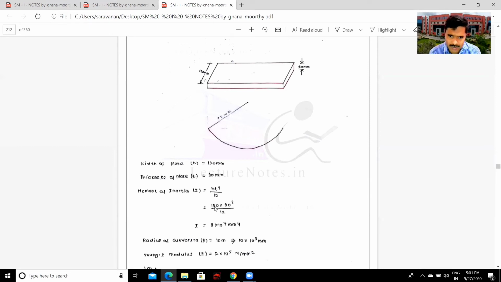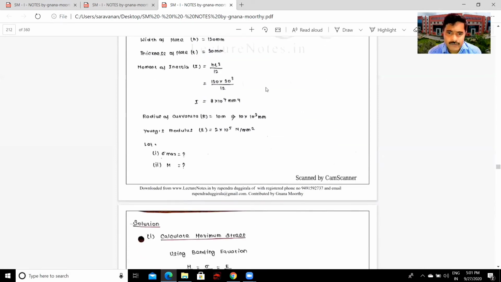What is the b value? 120. What is the t value? Thickness value 20. So 120 into 20 cube by 12, we will get a moment of inertia I of 8 into 10 power 4 mm power 4. So the moment of inertia unit is mm power 4.